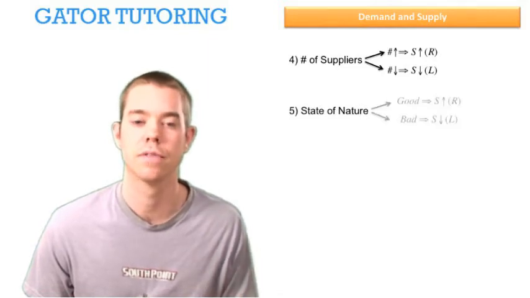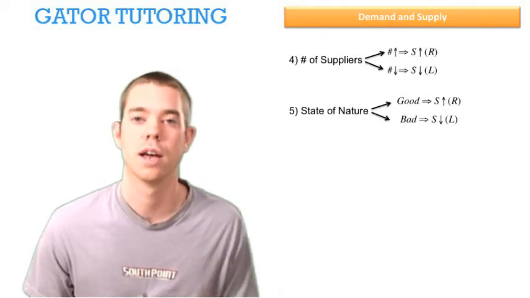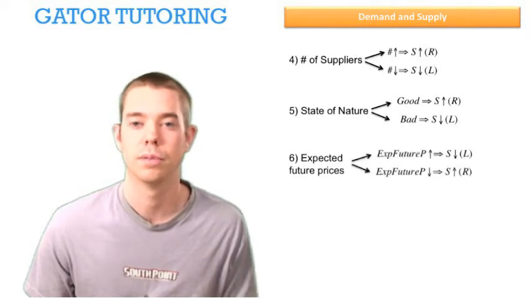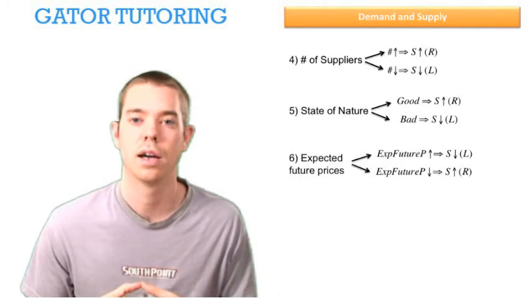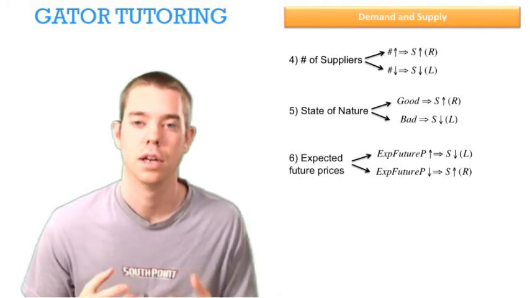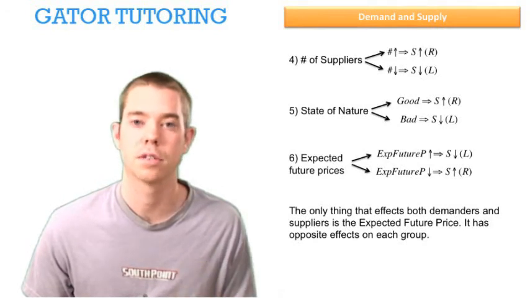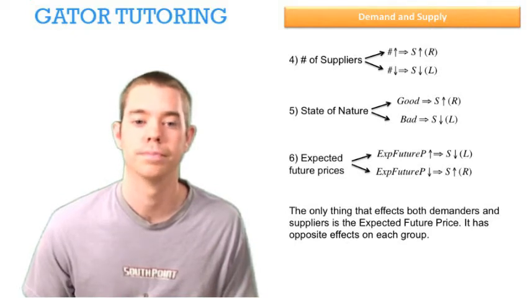And also the state of nature. If we think it's going to be a good year, supply is going to shift to the right. And if it's a bad year, supply is going to shift to the left. Last but not least, we have expected future prices, which we've seen before. If the expected future price increases, supply will shift to the left. As it decreases, supply will shift to the right. Notice that the only thing that affects both demanders and suppliers was the expected future price, and it had an opposite effect on each group.